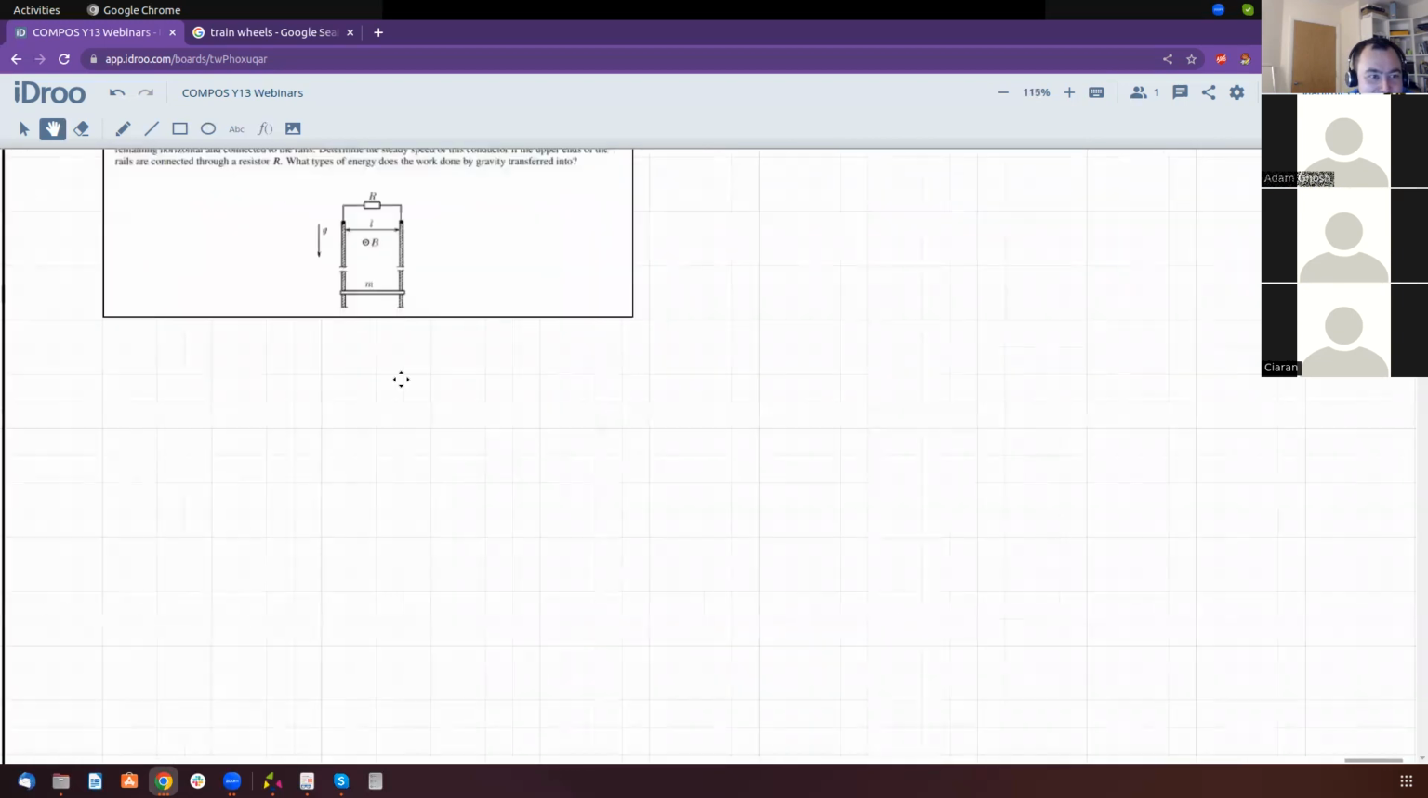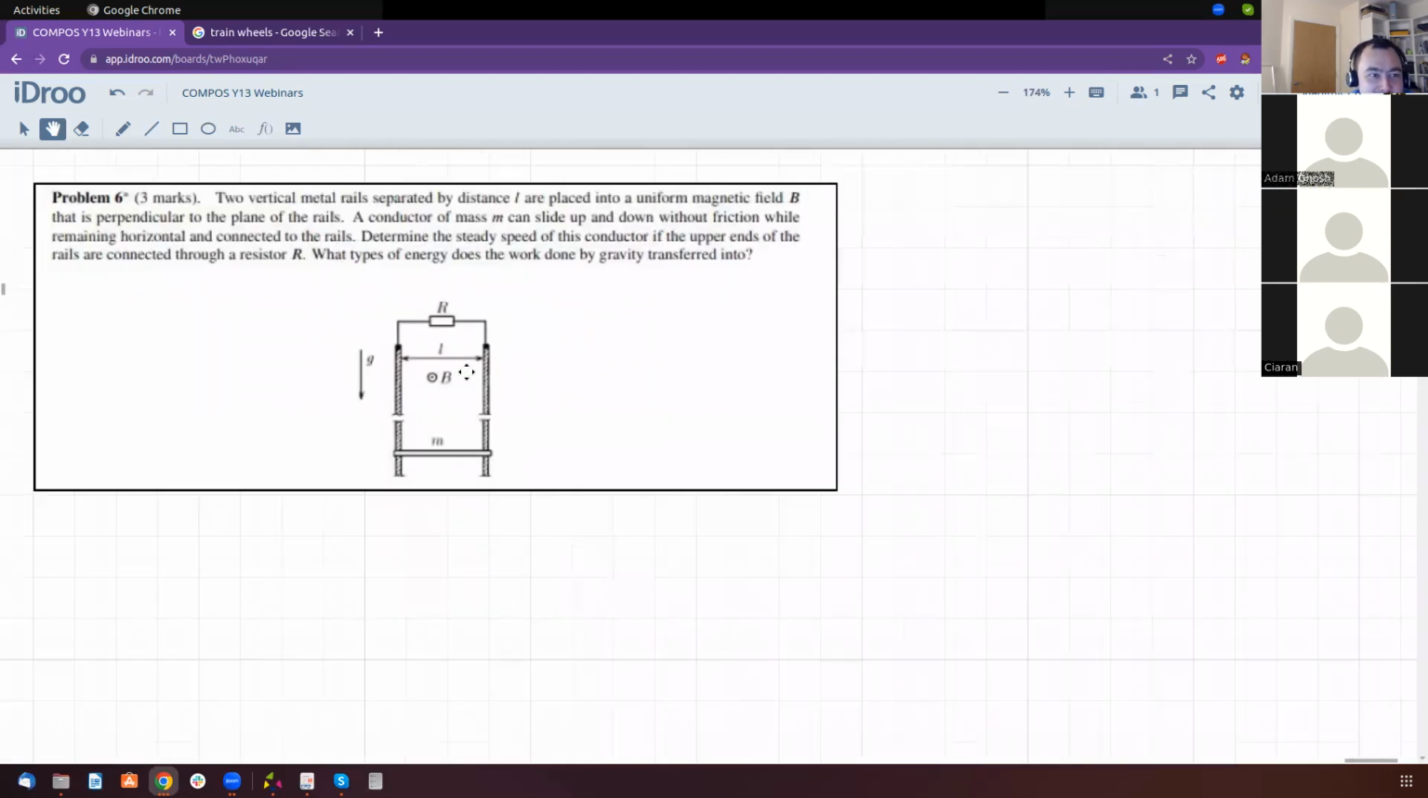Now the next one. 2 metal rails separated by a distance L are placed in a uniform magnetic field that is perpendicular to the plane of the rails. A conductor of mass M can slide up and down without friction while remaining horizontal and connected to the rails. Determine the steady speed of this conductor if the upper end of the rails are connected through a resistor R. What types of energy does the work done by gravity transfer into? Sorry for my English here.